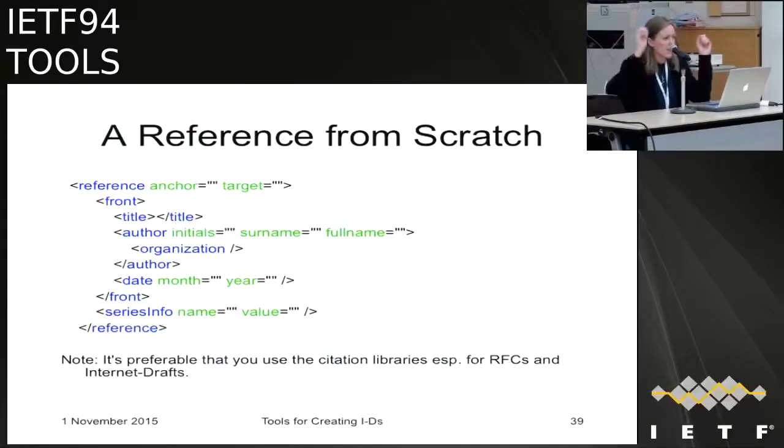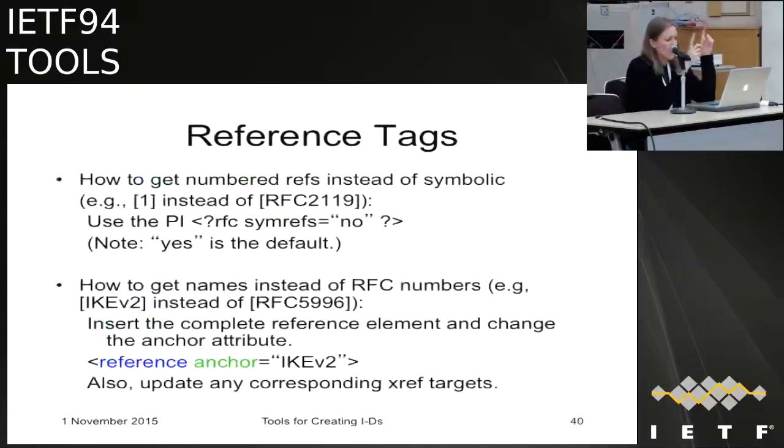So for reference tags, some people like to use 1 instead of RFC 2119, you know, 1, 2, 3 numeric references. You can control that with a processing instruction called symrefs. So if you set symrefs equal to no, sim means symbolic, then you would get the numbers. And also some people like to use the names instead of the RFC numbers, like mentioned IETF2.